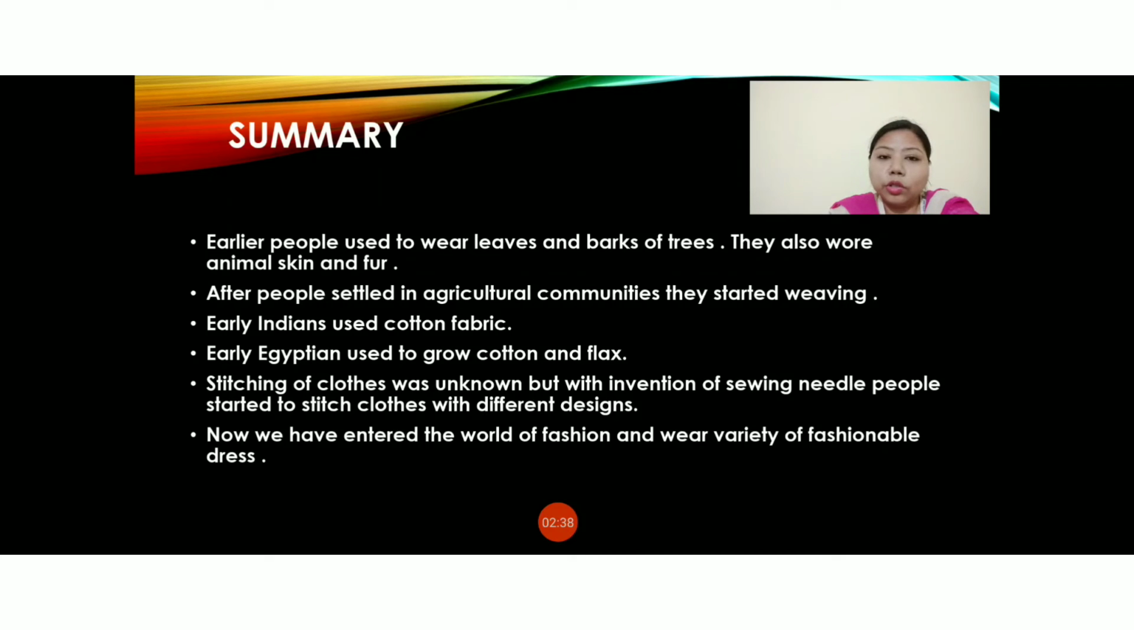Stitching of clothes was unknown, but with the invention of sewing needles, people started to stitch clothes with different designs. Now we have entered the world of fashion and wear varieties of fashionable dresses. With this, we come to the end of today's class, and we have also completed this chapter, Fibre to Fabric.